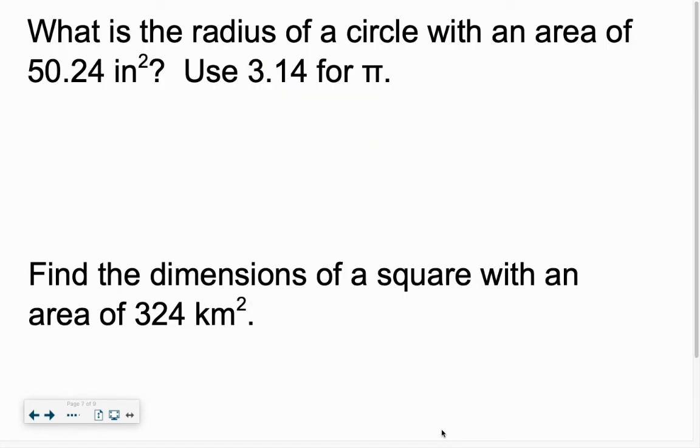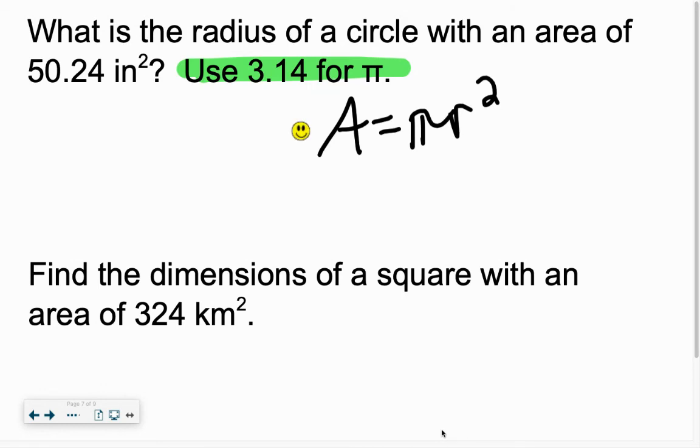Now, we talk about what is the radius of a circle with an area of 50 and 24/100 inches squared, use 3.14 for pi. This is very important. This is going to help us out. We're going to use 3.14 for pi. Please remember when we talk about pi and finding the area of a circle, area is pi r squared. That's the formula. Make sure you write that in here as well as on your assignment. It's a formula, so it's worth a point.